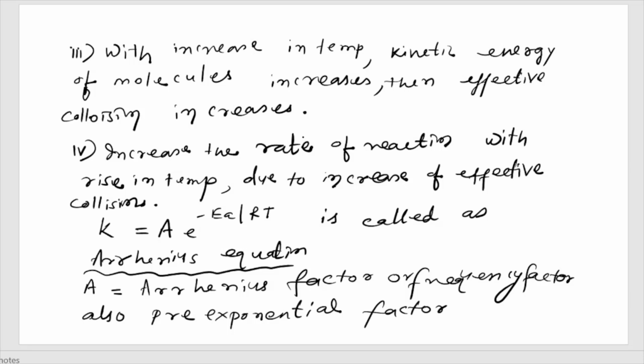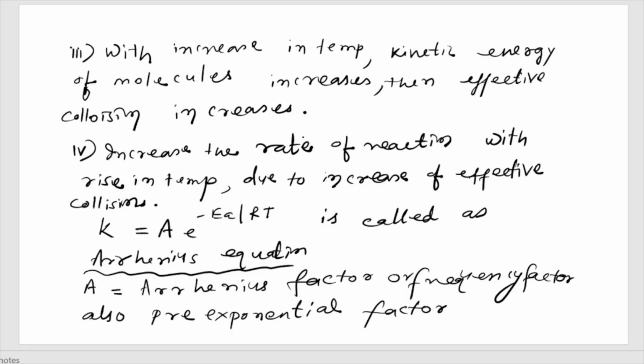Effective collision means the number of collisions which give product. So the increase in the rate of reaction with temperature is due only to the increase of effective collision. That means it produces product. A fraction of molecules only can give product. So k equals A e to the power minus Ea by RT is called the Arrhenius equation.